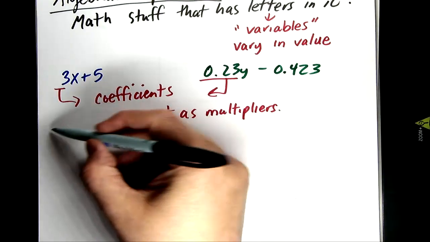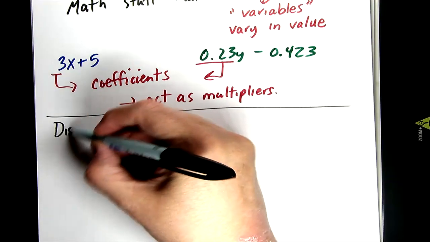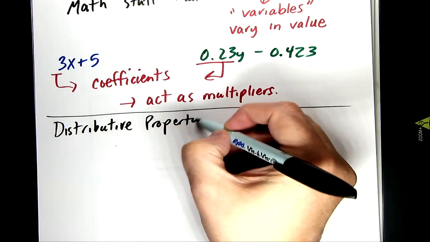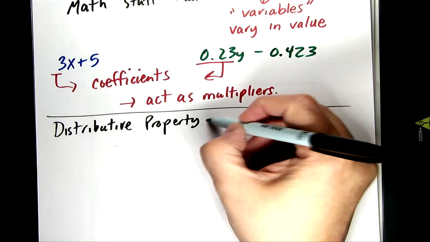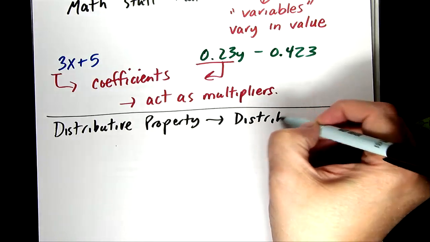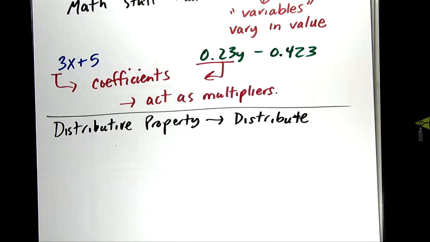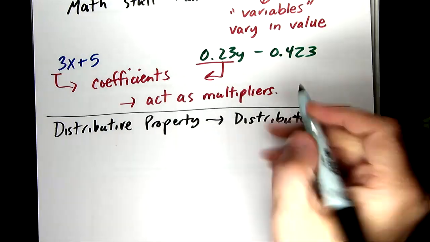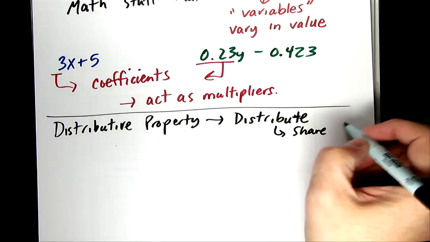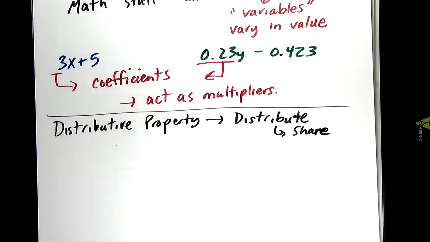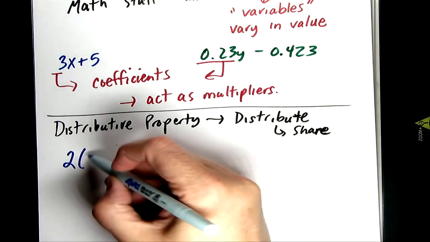So we've got a couple properties we need to talk about here. The first one is called the distributive property. It's got the word distribute in it, like Santa distributes presents. Distribute is like share, share around. It almost always has parentheses involved when it happens.